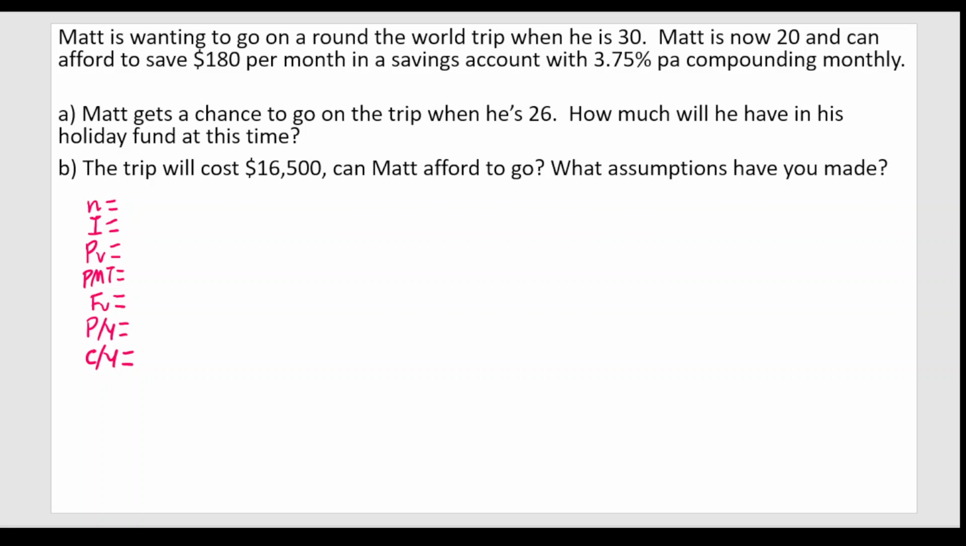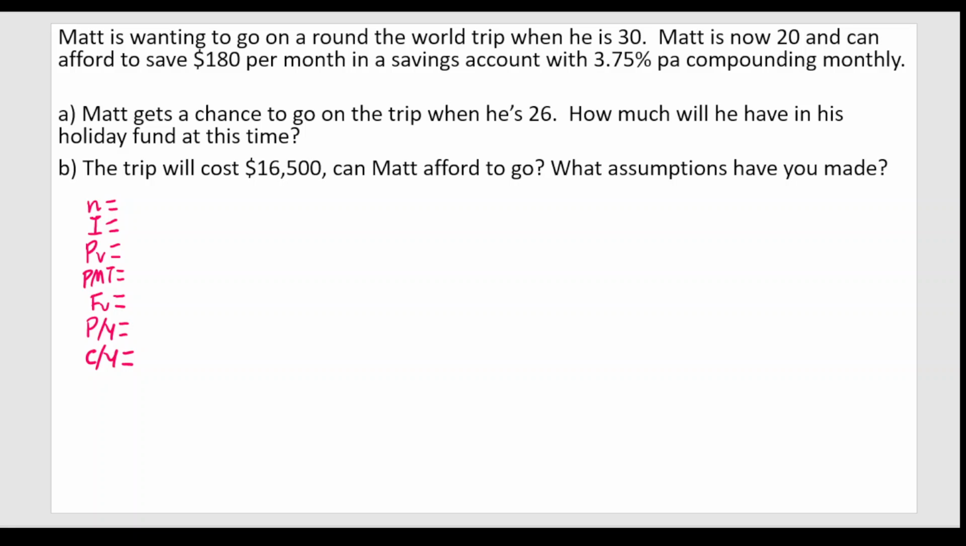So Matt wants to go on a round the world trip when he's 30. He is now 20 and can afford to save $180 per month in a savings account with 3.75% per annum compounding monthly. So a few things there. We know his age. We know when he wants to go on his trip, so 10 years from now. We know that he can afford to save 180 and it's monthly. We also know that we've got an interest rate that is given to us, and that's also compounding monthly.